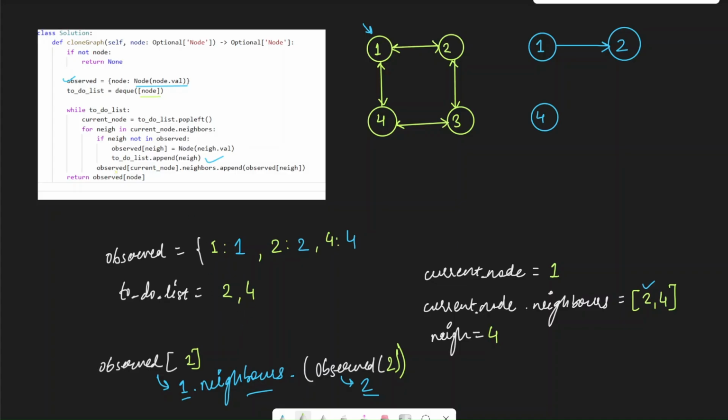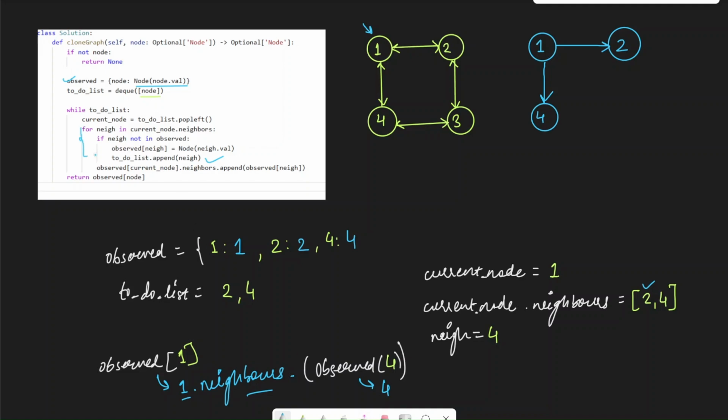Now this is done. Now we have observed of current node. So observed of current node now is 1. Observed of 1 will be this blue one, because it references this blue one over here. 1 dot neighbors. So we are saying for this cloned one, add a neighbor, and the neighbor should be observed of nay. So nay currently is 4. That's what we are evaluating from here. So this will evaluate to 4 over here, because observed of 4 is this blue 4, which means this clone node. So we are saying these two are connected like this. Now this loop is done.